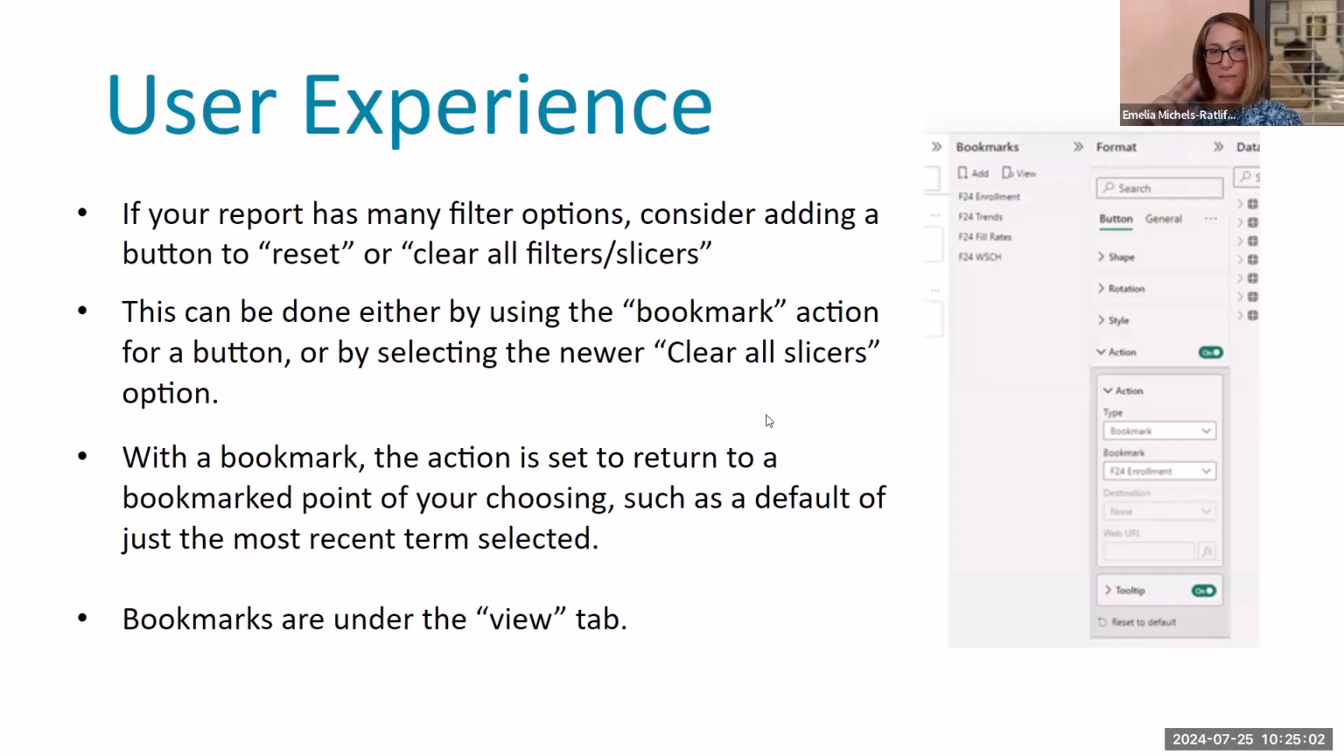And under that same add a button menu, you'll see one now that says clear all slicers. You can either do that and then customize how it looks with all of the usual customizable options, or you can add a button in any style you like and add a bookmark, which is under the view menu. There's bookmarks and you just add one, keeping in mind that whenever you add a bookmark, it's going to bookmark whatever you currently have on that page.